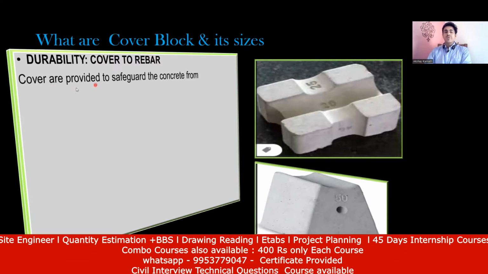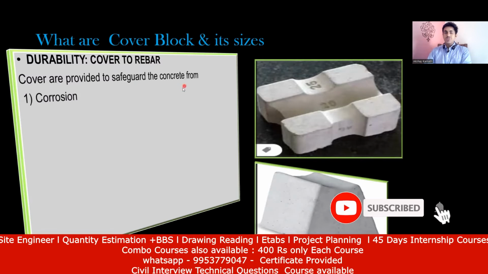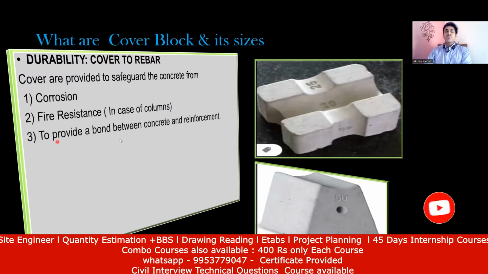Okay. So covers are provided to safeguard the concrete from corrosion. Second is from fire resistance, especially in case of columns, and to provide a bond between the concrete and the reinforcement, right? So if I don't provide this cover block, if I directly keep my rebar over this, what will happen? It will come in contact with the soil, or it will come in contact with water. And rebar, the moment it comes in contact with the water, it's going to get corroded and your durability is going to come down.